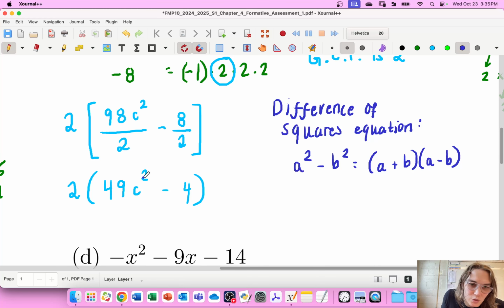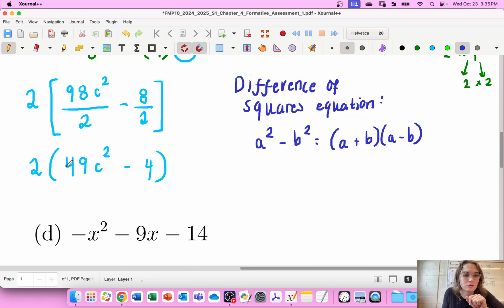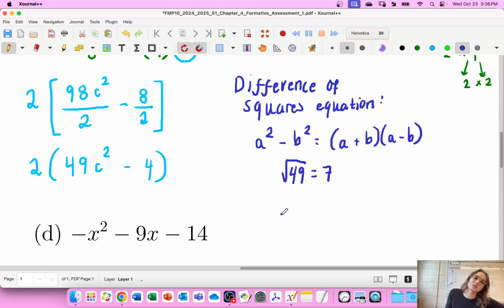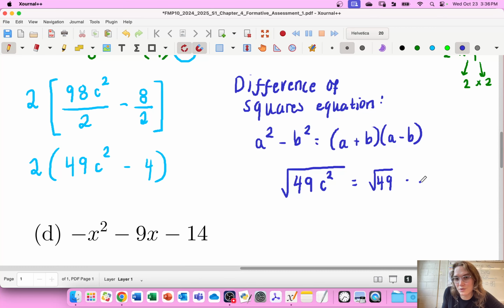So what is being squared here? Well, I know the square root of 49 is 7. And I know that the square root of c squared, let me just write these things out. We don't always have to think about it in so much depth, but just to explain what's happening. Square root of 49 is 7. Let me just break it down like this. Square root of 49c squared is going to be the square root of 49 times the square root of c squared.